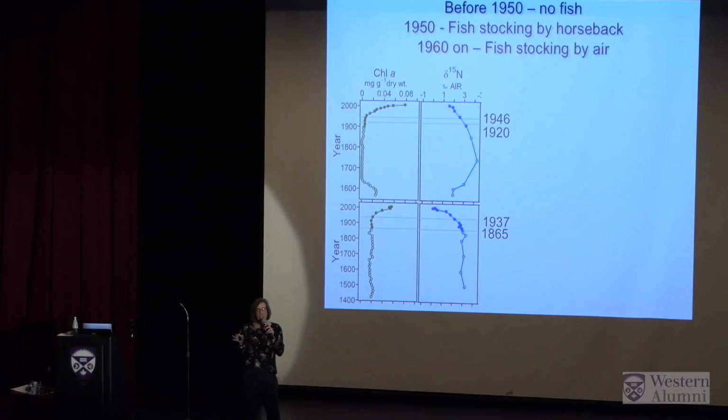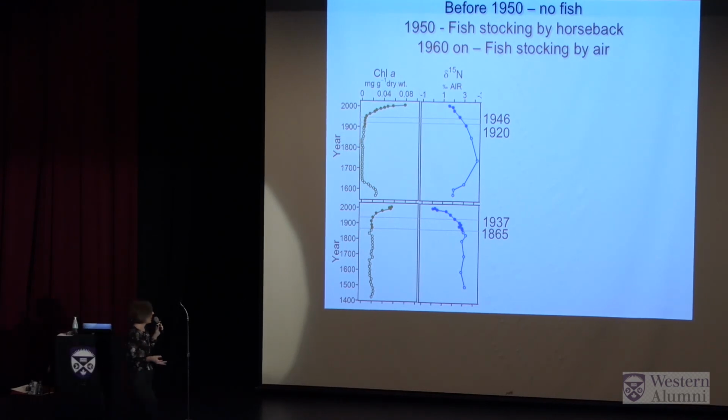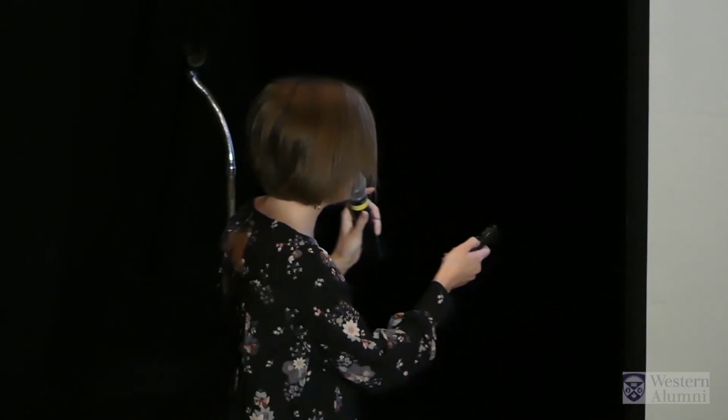So the timing is actually not bad for fish stocking to be the culprit here. We know that eutrophication increased around 1950. We also know that fish stocking became more intense after 1950 as well. So the timing checks out. Now I'm going to add another proxy, or measurement, to this picture, which is nitrogen isotopes, which is the blue line here.